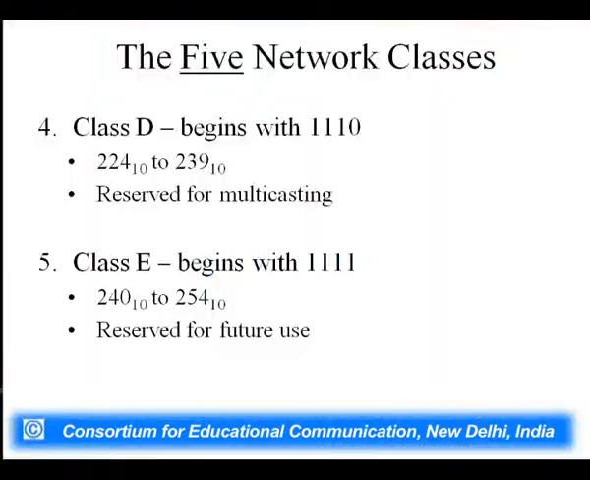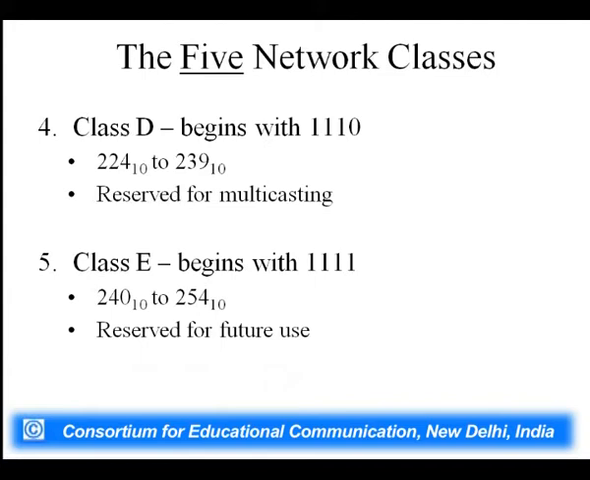Then we have another class called class E, and that begins with all ones, whereas D begins with 1 1 1 0 and E begins with 1 1 1 1. First 4 bits are 1. That means, class D has first 3 bits as 1 and then 0, class C has first 2 bits as 1, then 0, class B has 1 bit as 1 and then 0, and so on. With a specific reason, I will explain.